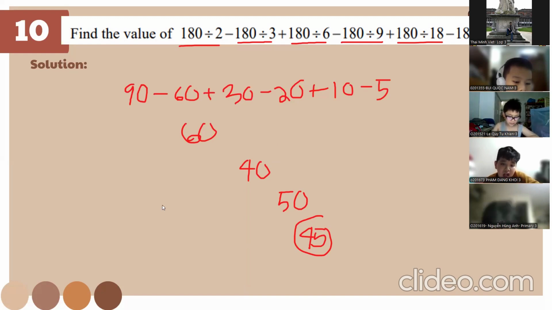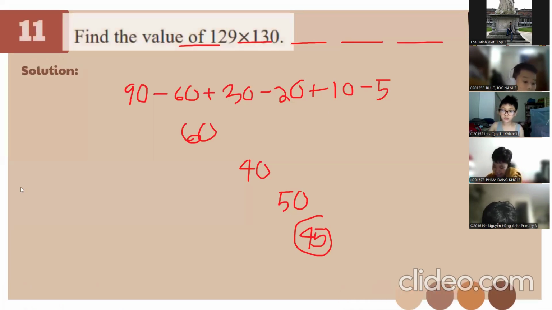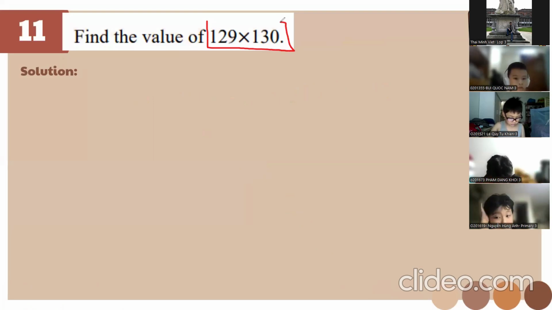Okay. So, question? But I think this is okay. So, let's go to number 11. Find the value of this one. You can just do that directly, but I'll show you the shortcut method for this one, okay? For this one, we can just actually do 130 times 130.